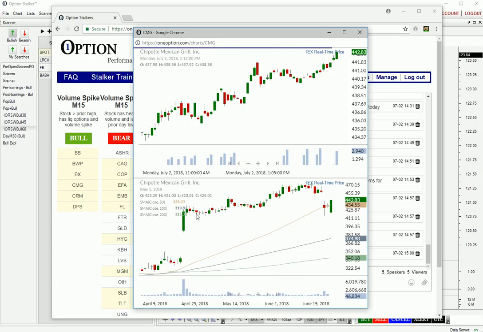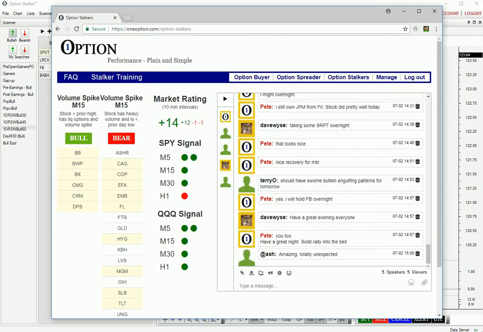And here you can see Chipotle comes down, it tests that 50-day moving average. Huge engulfing pattern here. It's going to go back and fill in that gap, and you can see very, very steady bullish price action all day. So this gives you a quick overview of what you can expect in Option Stalker.